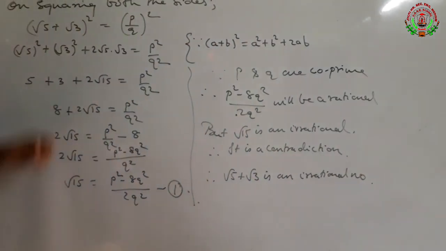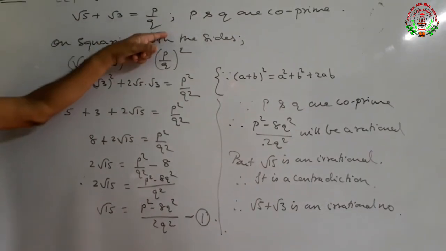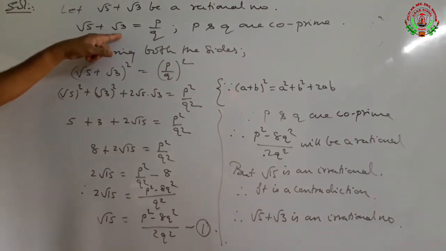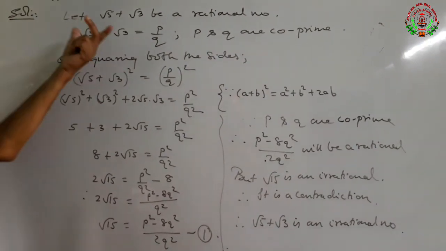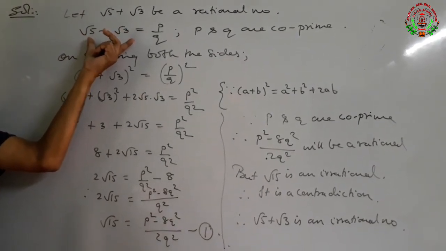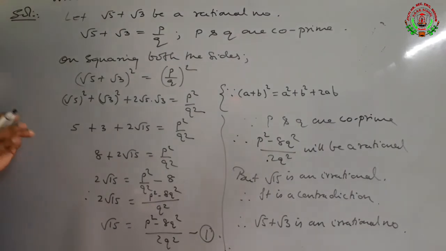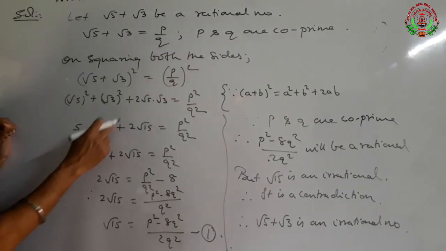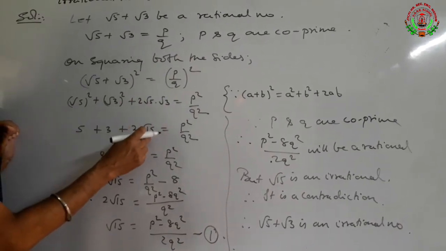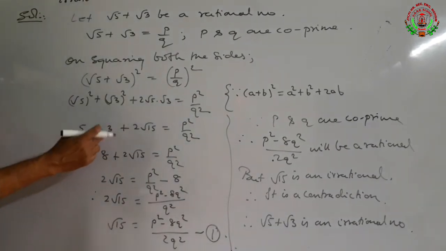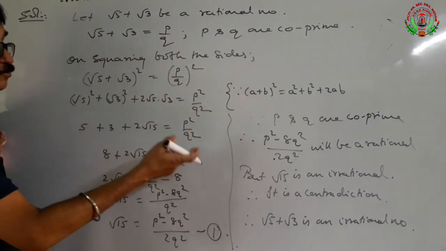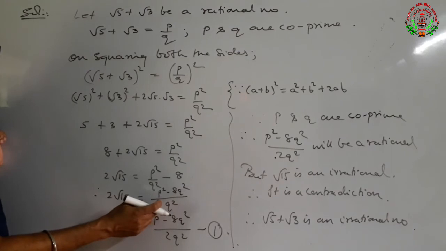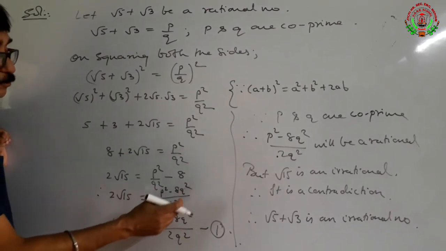Once again, we can see root 5 plus root 3 equals p by q, where p and q are co-prime. On squaring, in case both the quantities are radical, whether in addition or subtraction form, we have to square both the sides. So a square plus b square plus 2ab: root 5 square is 5, root 3 square is 3, 2 root 5 into root 3 is 2 root 15, equals p square by q square. 5 plus 3 is 8. When we transpose this non-radical quantity towards the right side, we get 2 root 15 equals p square by q square minus 8, after LCM, p square minus 8q square upon q square.